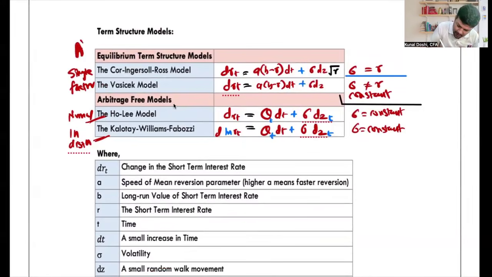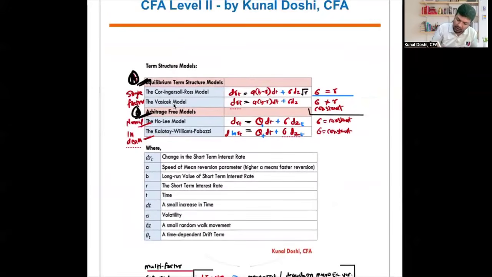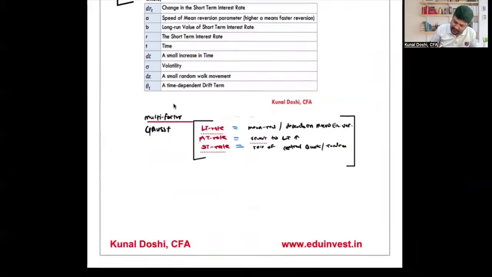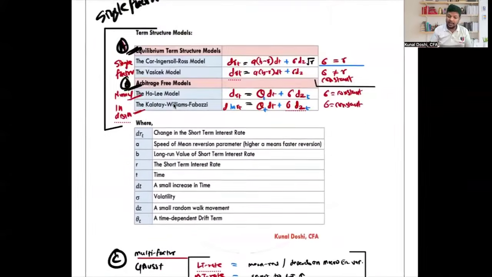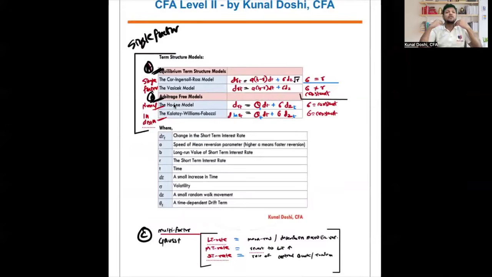Equilibrium models, arbitrage-free models, both are single factor models. These both are single factor models. And then Gauss Plus is the only one which is the multi-factor model. Again, we are doing these models to forecast the term structure of the rates, correct?